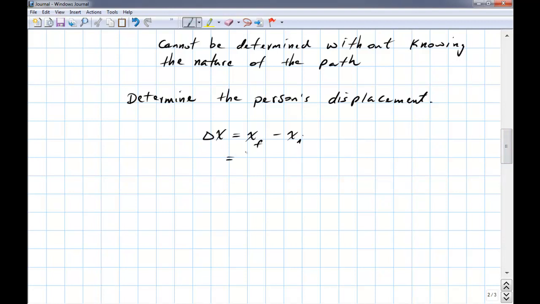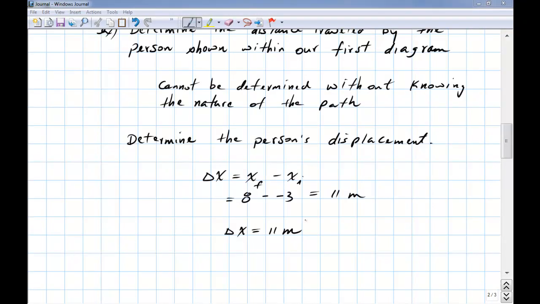And so x final, like I said, is 8 meters minus, now x initial is equal to -3 meters, and from that our answer is 11 meters. So the person's displacement can be defined and it equals 11 meters. Let's take a look at another example now.